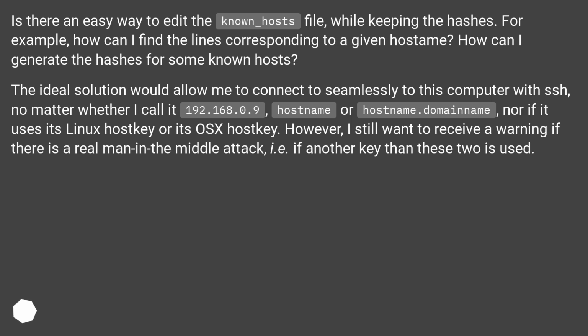The ideal solution would allow me to connect seamlessly to this computer with SSH, no matter whether I call it 192.168.0.9, hostname or hostname.domainname, nor if it uses its Linux host key or its OS X host key. However, I still want to receive a warning if there is a real man-in-the-middle attack, i.e. if another key than these two is used.